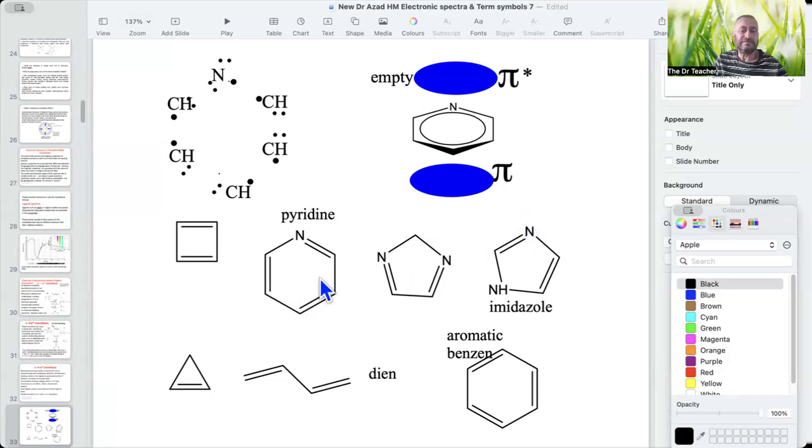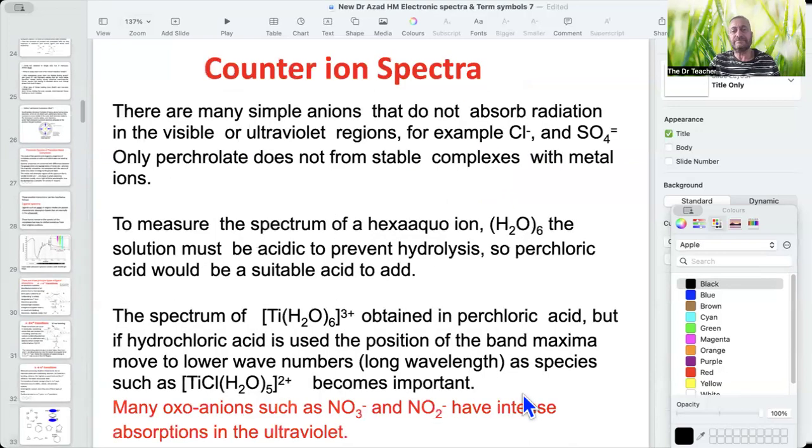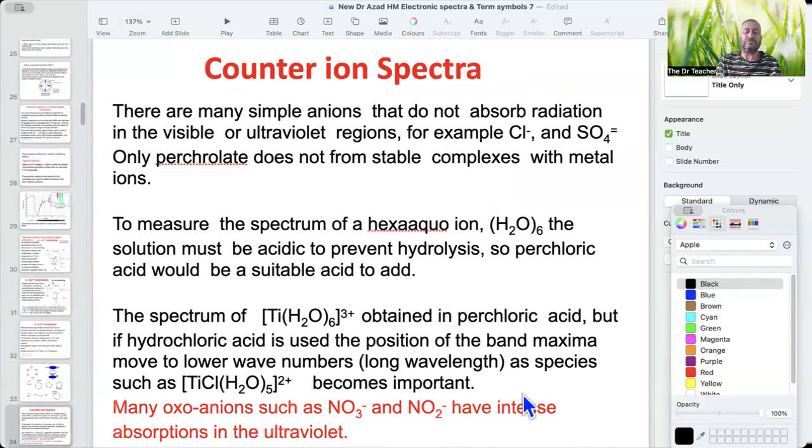They have pi electrons. So imidazole has a double bond, a diene. This is the opened diene. This is one double bond, and this is the benzene ring. So these can form pi to pi star transitions, and they will give a spectra. There is another spectra from the counter ion. This is the first time we discuss the counter ion spectra.